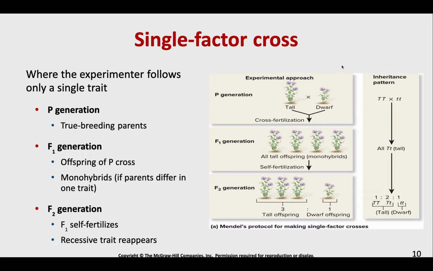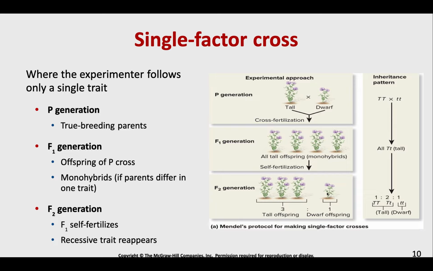So we're starting with that P generation, the true breeding parents. We are breeding them together to create the F1 generation, and these are called monohybrids. Mono meaning one, hybrid because we've crossed two pure lines, and so we're only looking at one trait in our hybrid cross, monohybrid. Now if we self-fertilize this generation together, we can get the next generation, which would be called F2, and this is where we start to see a recessive trait start to appear.